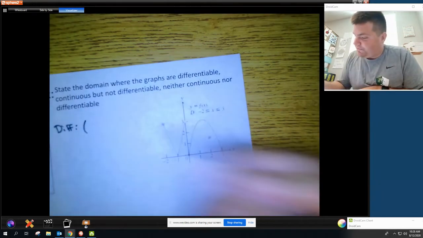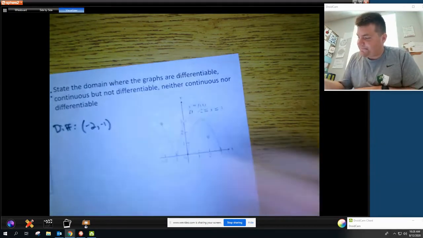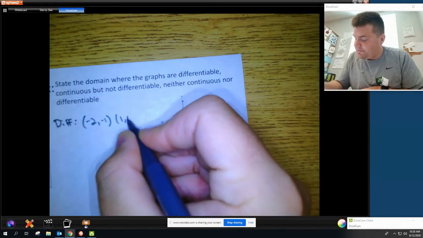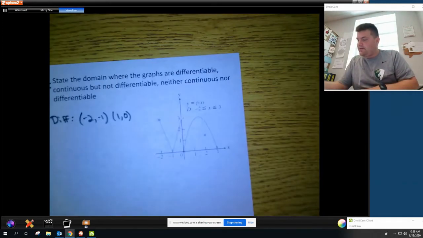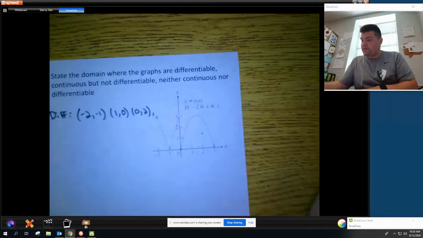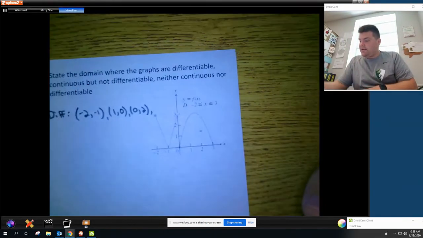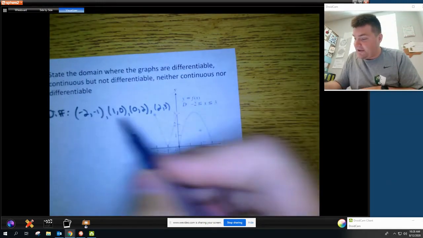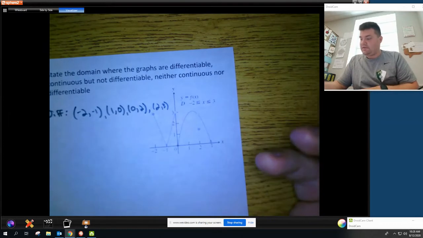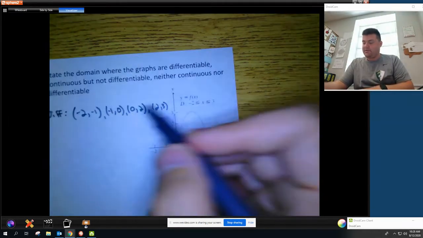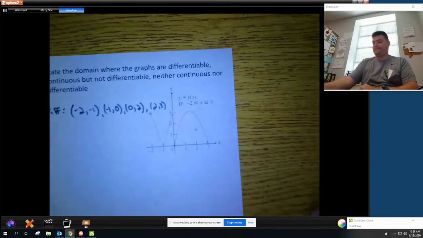So it's going to be differentiable from -2 to -1, from 1 to 0, from 0 to 2, and from 2 to 3. And I'm not including, if you notice, I'm not including -2, not including -1. What happened here? This should be negative. Not including -1, not including 0, not including 2, and not including 3. Okay.